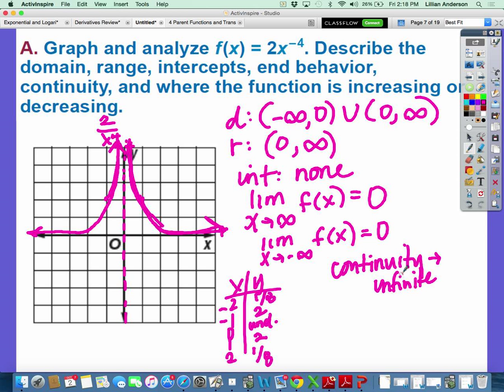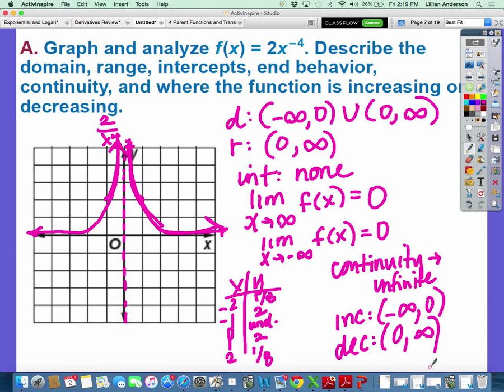And am I increasing? Yes. From where, Sarita? Careful. 0. Because what's happening after 0? Decreasing. So there you go. All even negative power functions, again, are going to look like this.